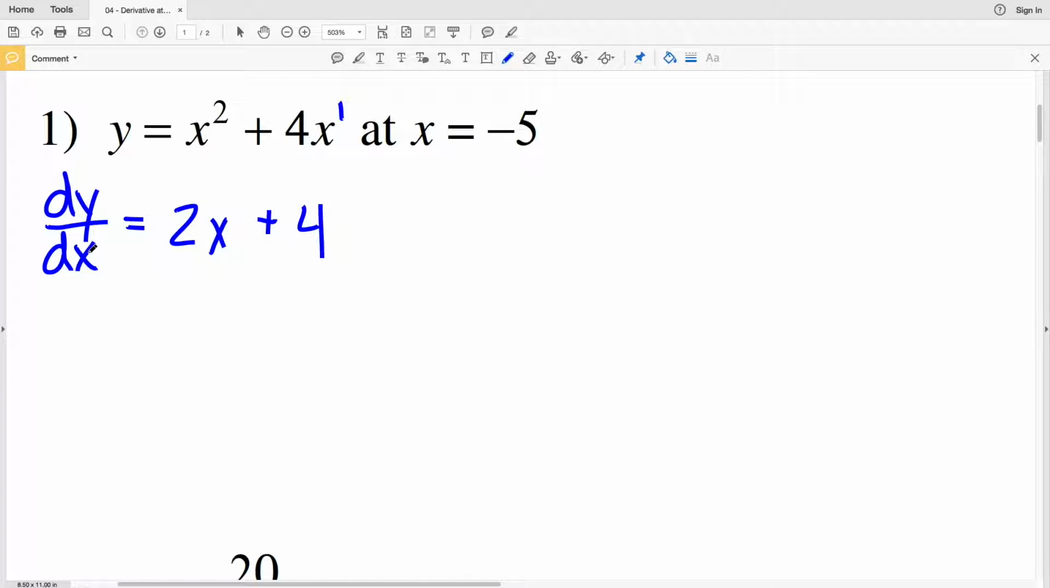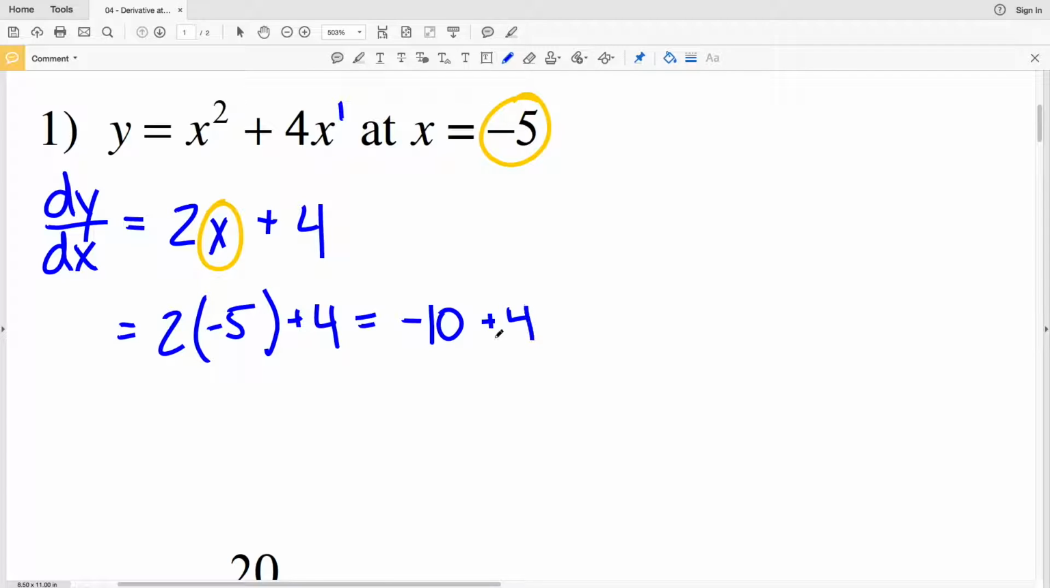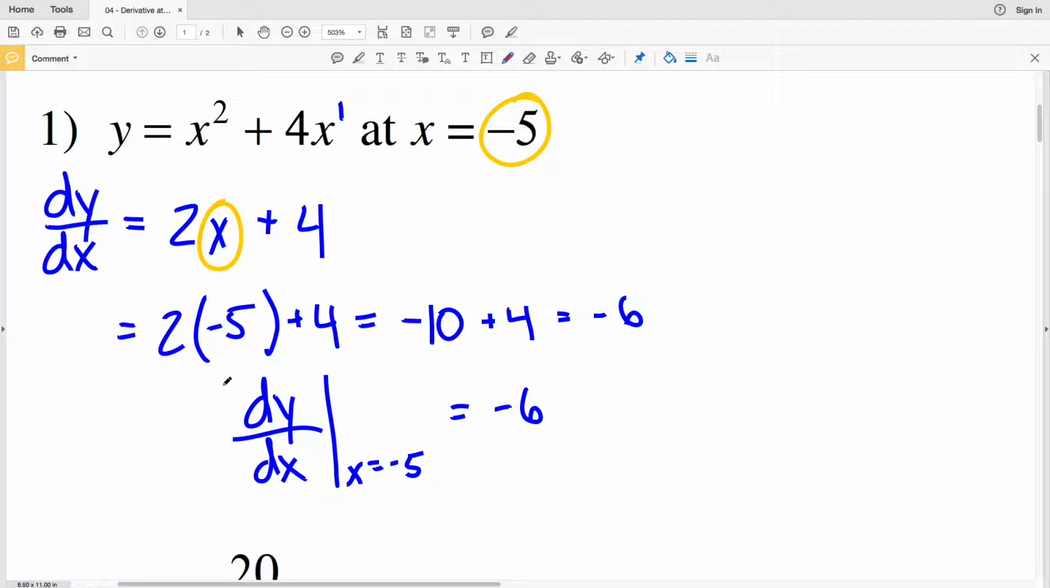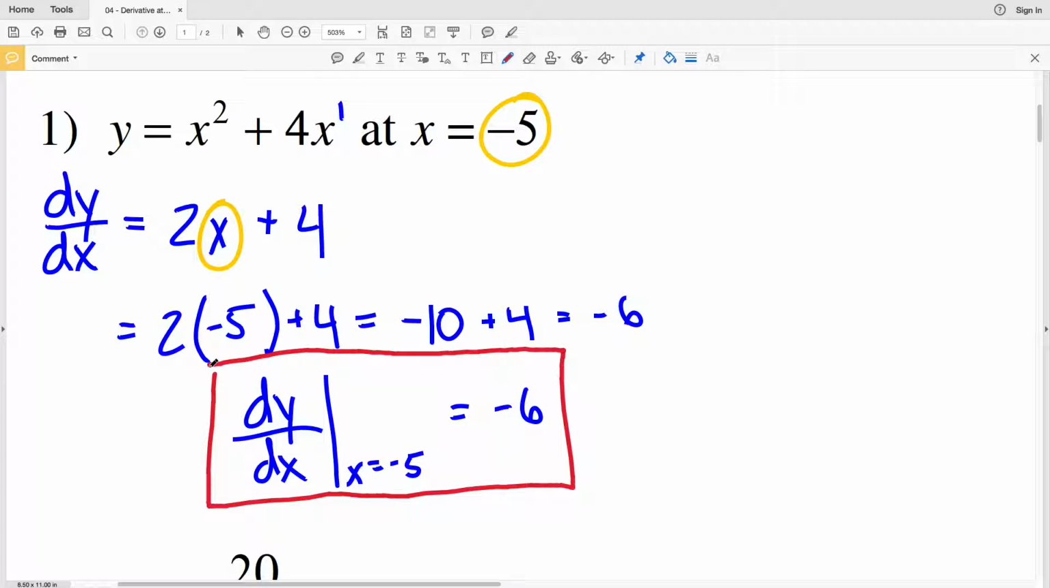Now that we have the derivative of y with respect to x, we plug in negative 5 for x. We get 2 times negative 5 plus 4. 2 times negative 5 is negative 10, and adding 4 to that, negative 10 plus 4 equals negative 6. So the derivative of y with respect to x at x equals negative 5 is equivalent to negative 6. And this is the notation we're going to use to write the derivative at a given value.